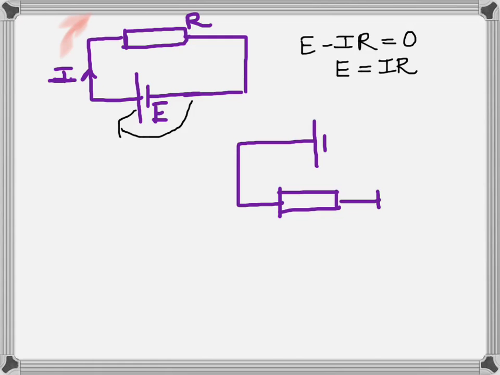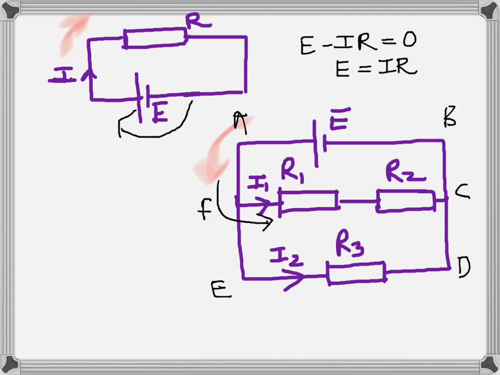Now I told you two things. If you're going from the negative to the positive of the cell through the inside, you'll put it as positive. If you're going through the resistance in the direction of the loop, then you will take it as negative. That's why I got E minus IR is equal to 0, which means E is equal to IR, which is simply Ohm's law, isn't it? Okay.